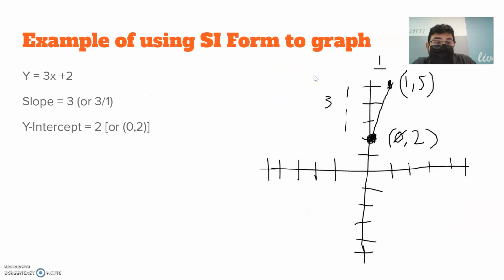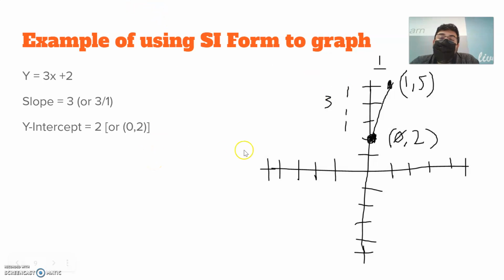So here is an example of using slope-intercept form to graph: y equals 3x plus 2. The intercept is 2. So right here, you would just put a dot on (0, 2), because that is where the y-intercept is. It's where the line is touching the y-axis. Then you would just do rise over run with the slope. So 3 over 1, that would be your slope. So up 3 to the right 1, and you get (1, 5). And that would be how to graph your equation.